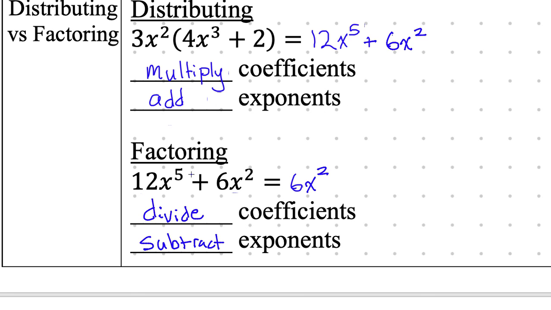Because again, the question is always, what's the biggest thing I can subtract? Well, I can't subtract 3 because then it would be a negative. I can only subtract 2. So 6x squared is the greatest common factor. Label this in our notes. That's the GCF right here.